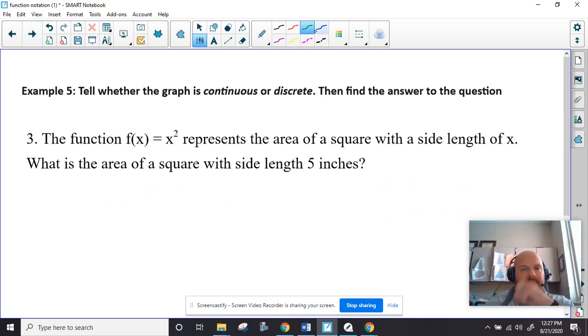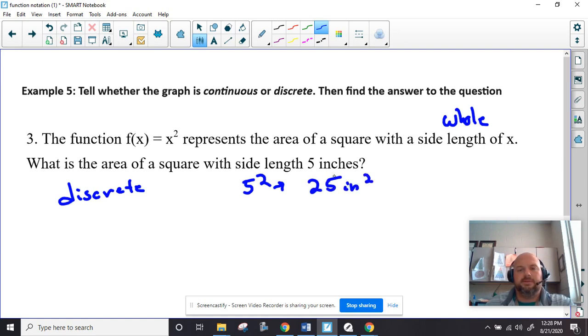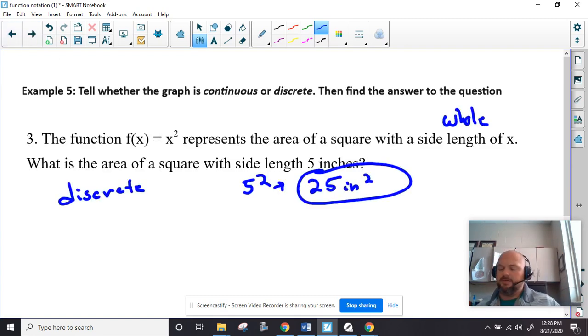Now, this represents the area of a square with side length x. On a square, can you have half of a side and still be the whole? This is a whole length. So this one's going to be discrete. All right. What's the area? 5 inches. Well, that's 5 squared. That's 25 inches squared. And we're done.